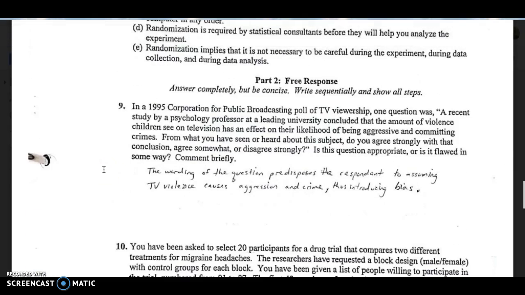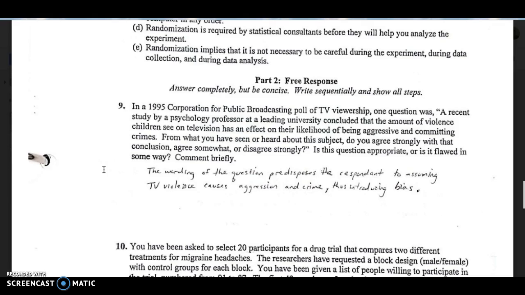Okay, free response questions. Number 9. In a 1995 Corporation for Public Broadcasting poll of TV viewership, one question was, a recent study by a psychology professor at a leading university concluded that the amount of violence children see on television has an effect on their likelihood of being aggressive and committing crimes. From what you have seen or heard about this subject, do you agree strongly with that conclusion, agree somewhat, or disagree strongly? Is that question appropriate, or is it flawed in some way?